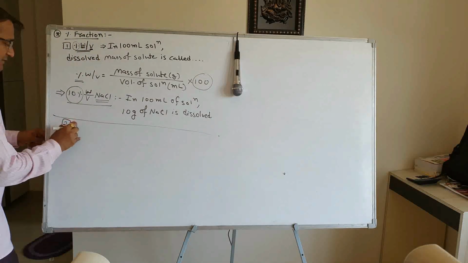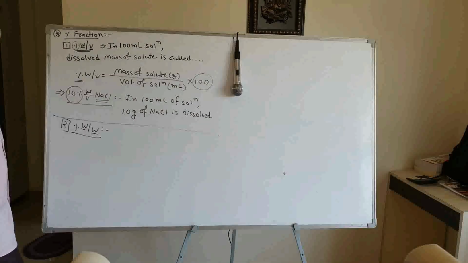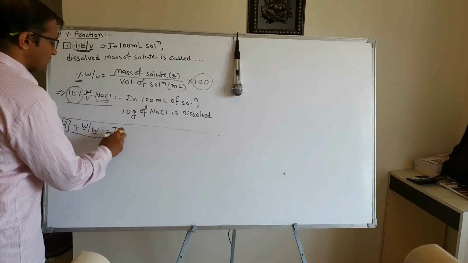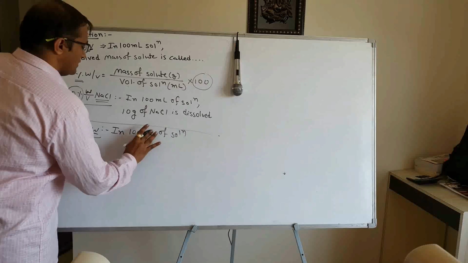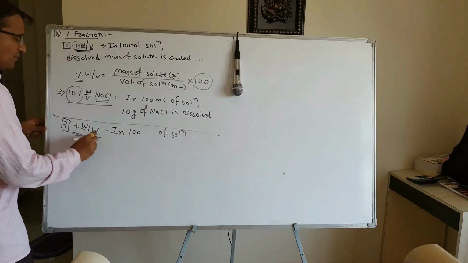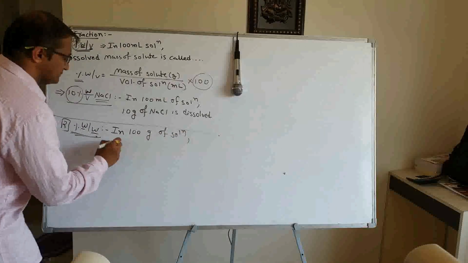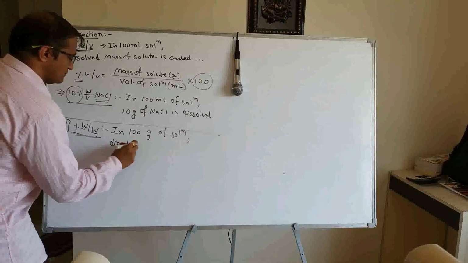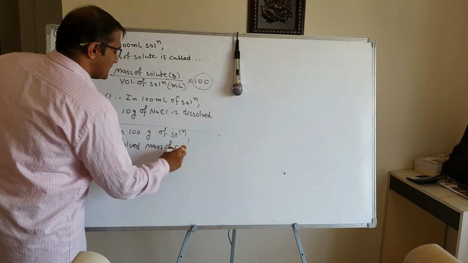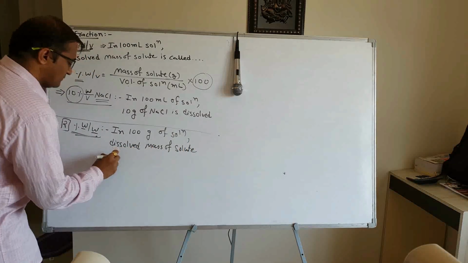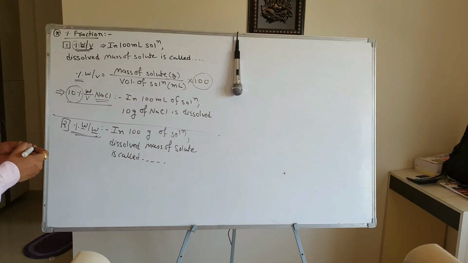Second is percentage W by W. Here both of the terms are W. W means weight, mass. So definition will be, in percentage W by W, in 100 gram of solution dissolved, mass of solute is called percentage W by W.